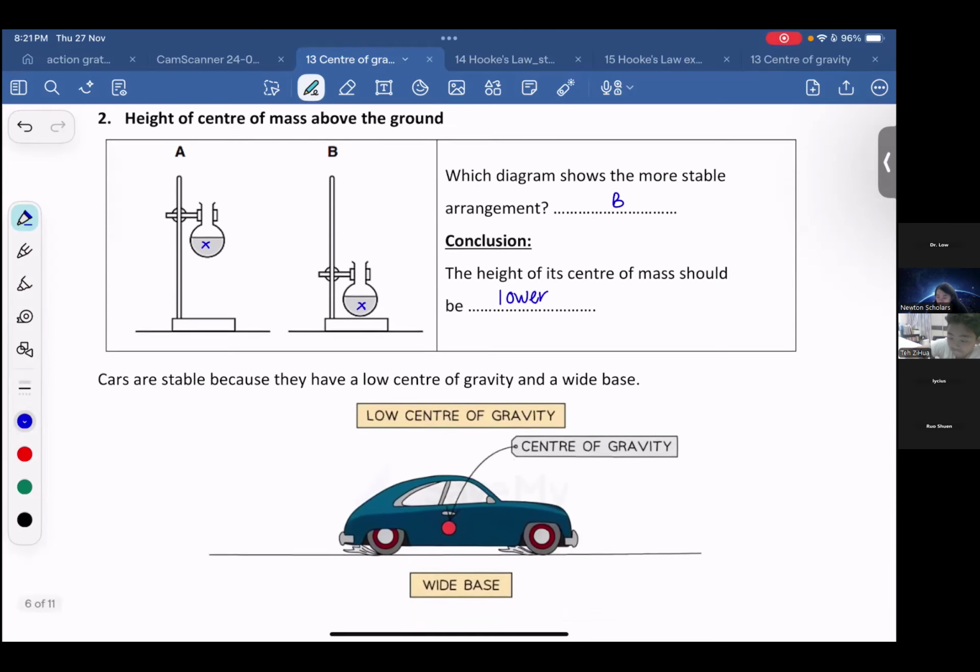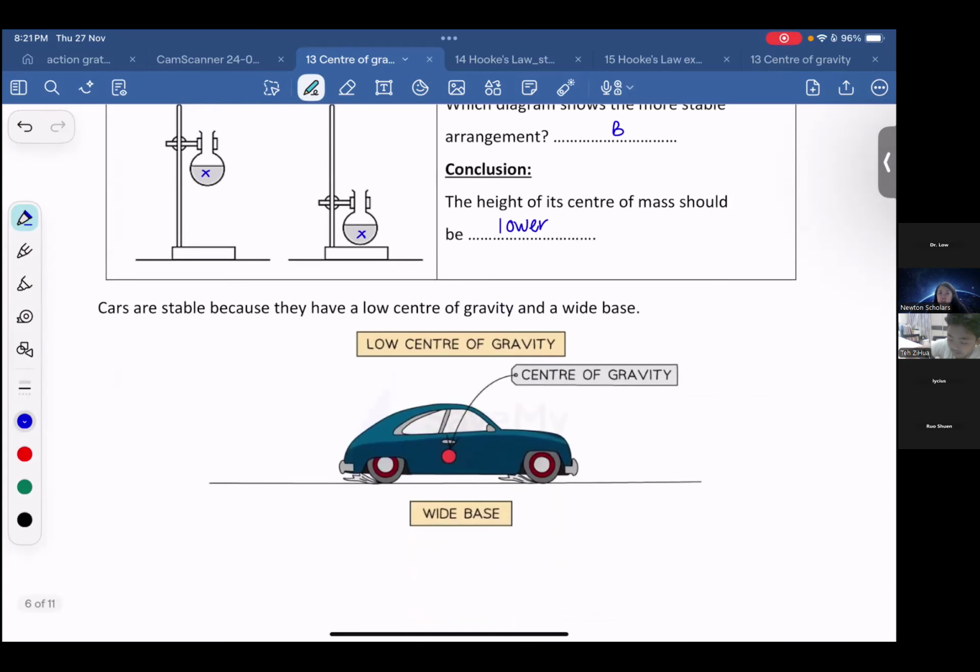This is the reason for how they design racing cars. Why do racing cars run so fast, at such high speed, but still remain stable? It is because they already know how to increase stability. They make sure the car has a lower center of mass, and then a wider base. So we go to your page number 7.